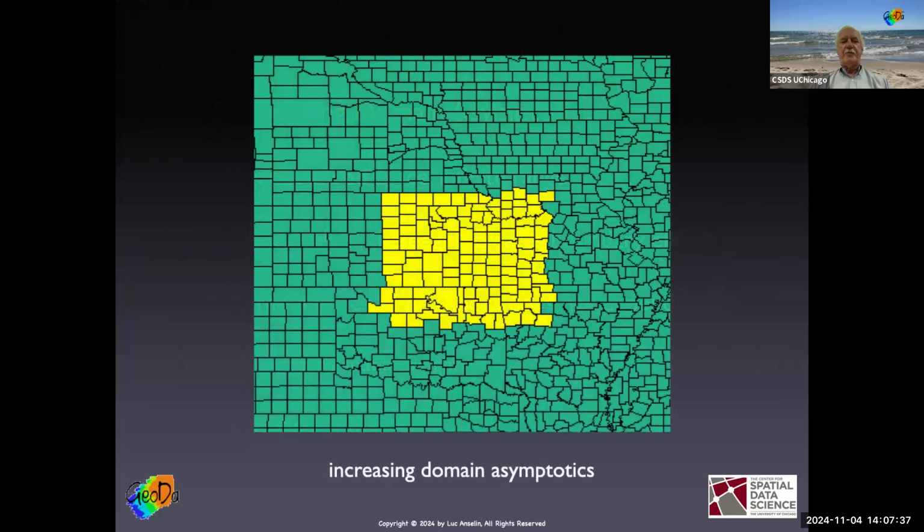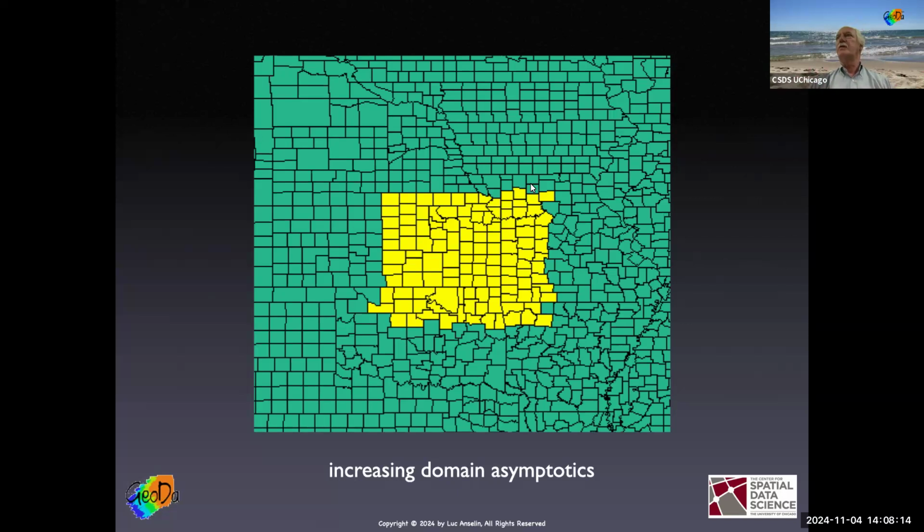And increasing domain asymptotics is Kansas, right? I'm not kidding you, this is Kansas. And so you have counties, you keep adding counties at the edge, and you grow the sample, right? You fill it up. The number of neighbors doesn't change. On average, a county has 5 neighbors. That's actually geometry. You can prove this, but on average, that's what you have. So it's not an assumption.